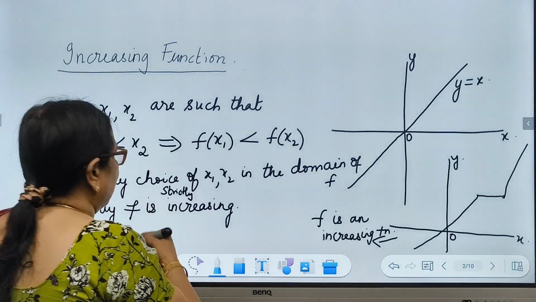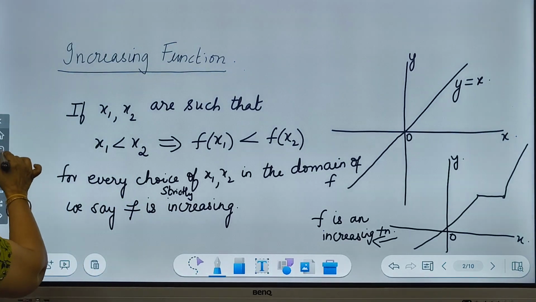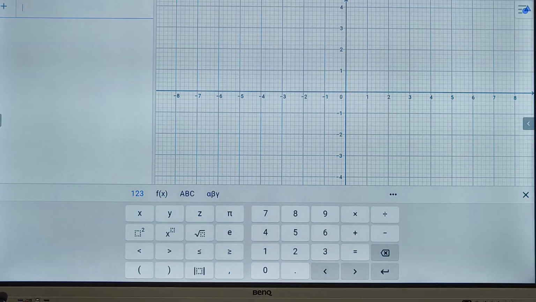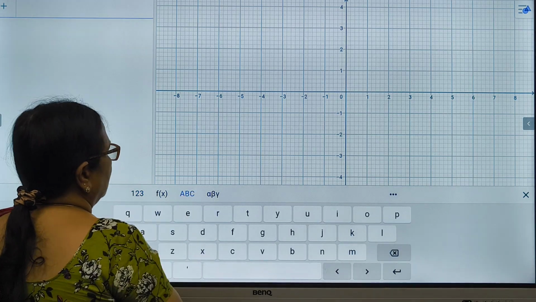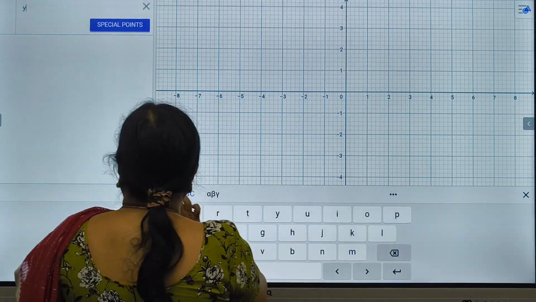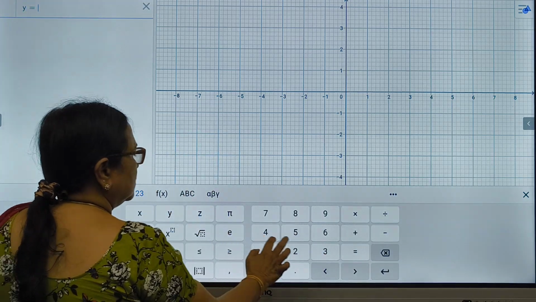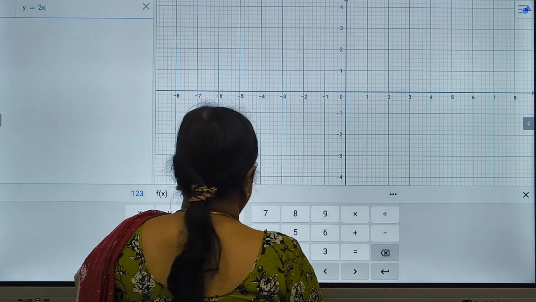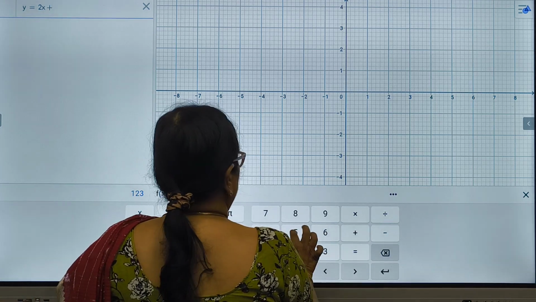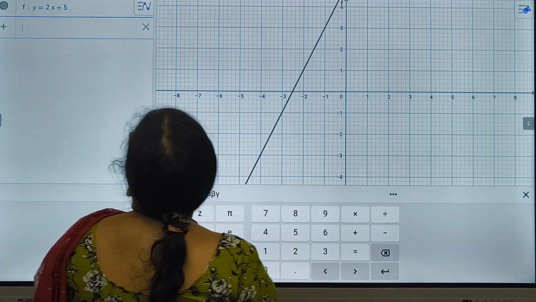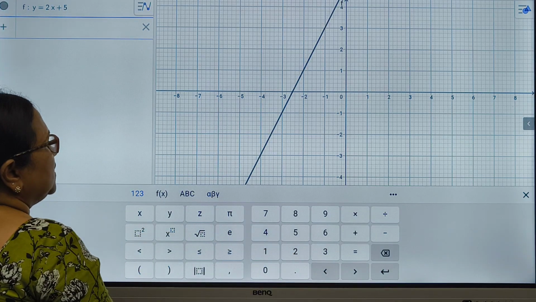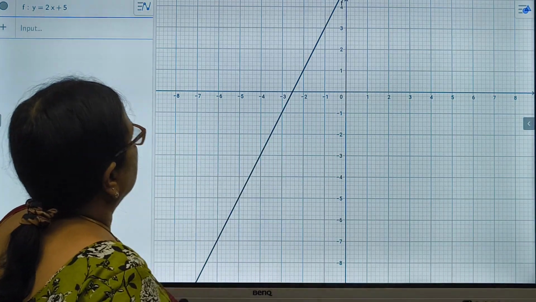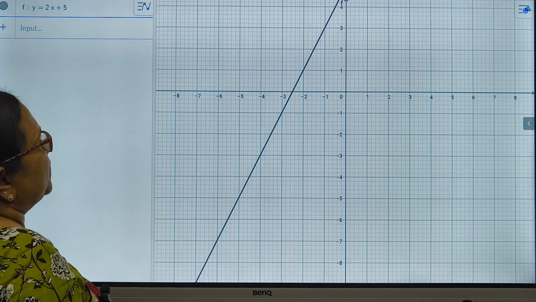Now, let us look at the graph of some functions in GeoGebra. Okay, so I am going to type y equal to 2x plus 5. So you can see this is an example of an increasing function. Okay, y equal to 2x plus 5.